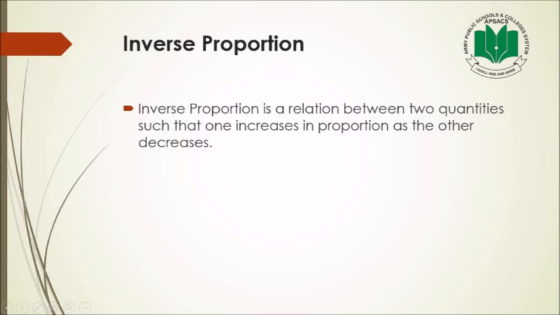Example: if you are going to Rawalpindi from Attock in a car with a speed of 60 km per hour, you reach Rawalpindi in 2 hours, but if you slow down the speed, it will take more time to reach Rawalpindi, and if you increase the speed of the car, it will take less time to reach there.